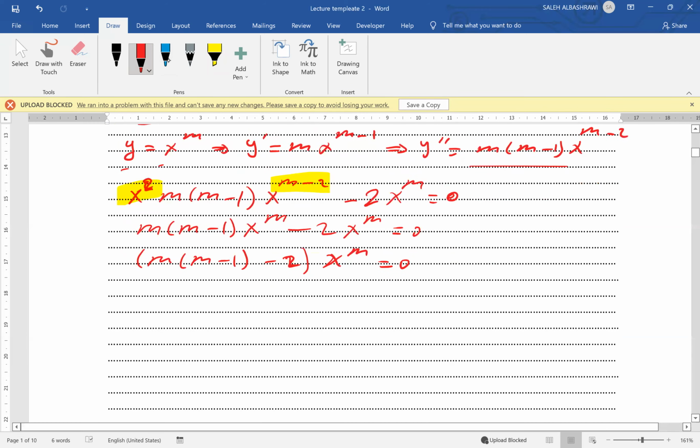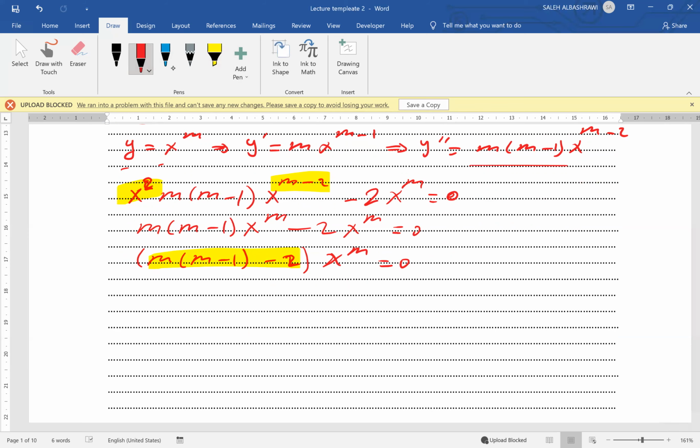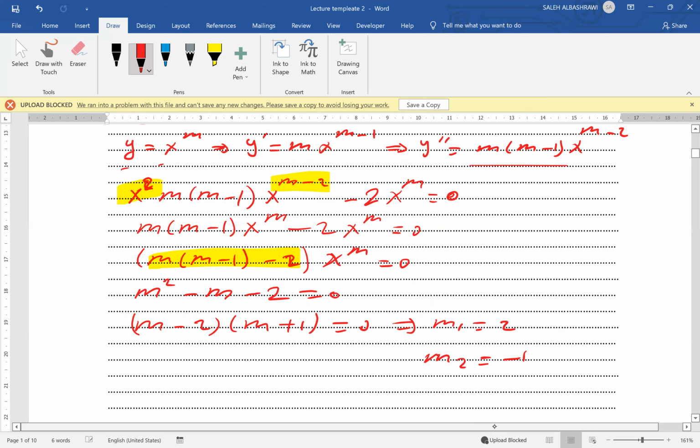So the auxiliary equation is what is inside the bracket, which is equal to 0. I can open the bracket, I will have m squared minus m minus 2 equal to 0. Find the roots of this quadratic equation. By factoring it, it will be (m minus 2) multiplied by (m plus 1) equal to 0. This will give me two distinct real roots, m1 equal to 2 and m2 equal to minus 1.